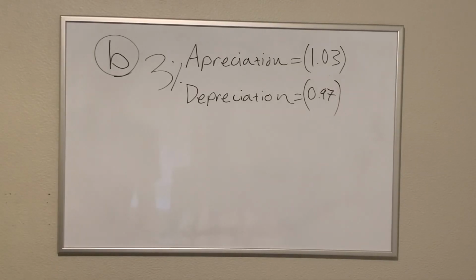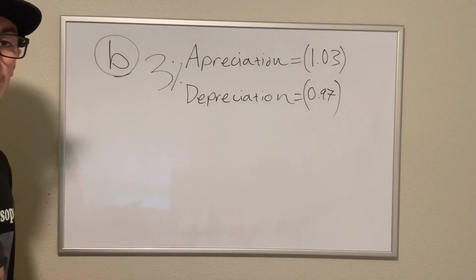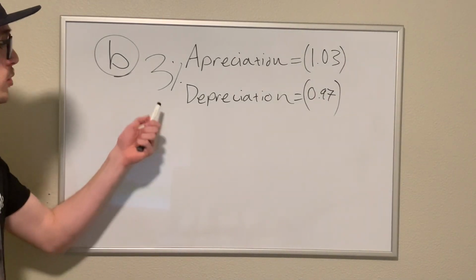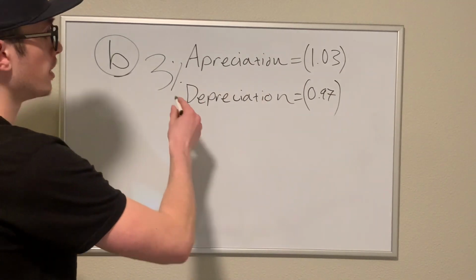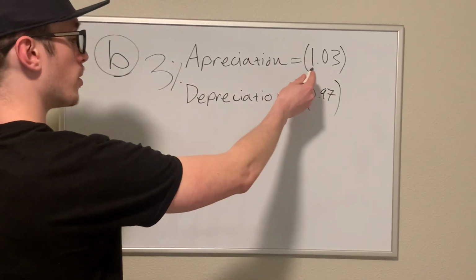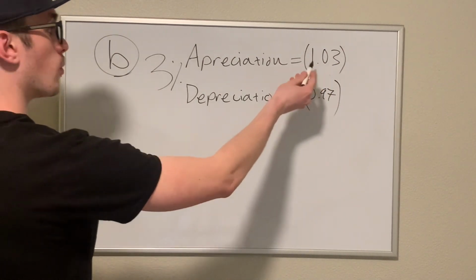Let's look back at our multiplier, or our b here. It's usually in the form of a percentage. In this case, let's use 3%. If it's appreciating by 3%, this would be the multiplier, 1.03. I just put whatever the percentage was in front of 1.